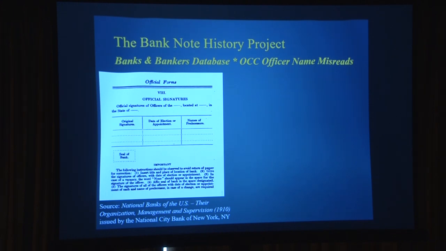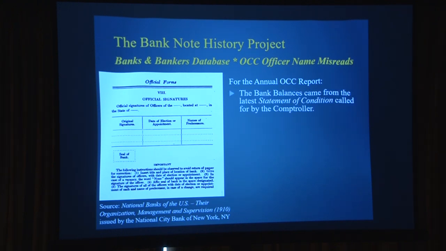So my theory here is that for the annual OCC reports, when they were compiling the information for the bank balances that show in the reports, they'd use the last statement of condition called for by the Comptroller. That makes sense. But even with that, only the cashier would be signing it. The president doesn't sign anything, so it's not the source for both of those officers. And so those officer names in the OCC reports came from this official signatures form here.